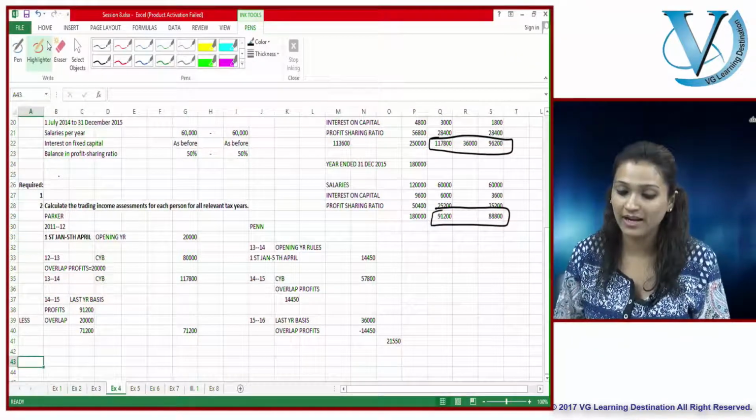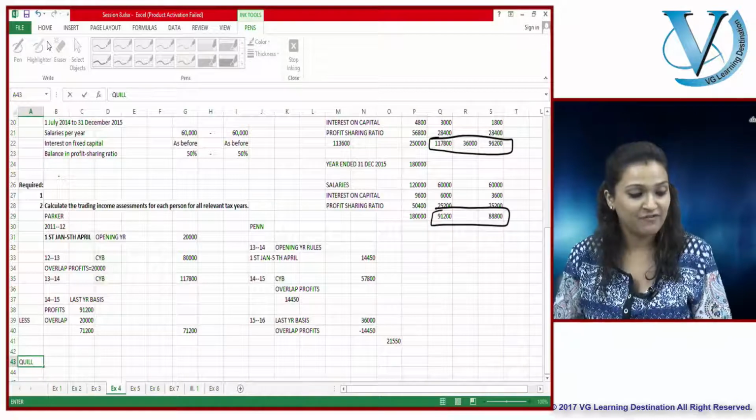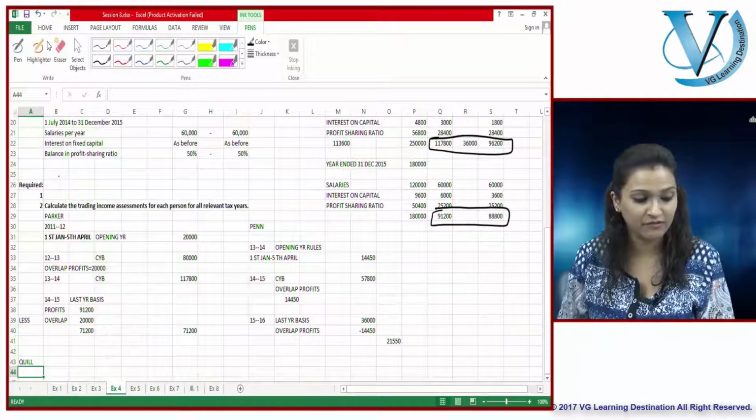Now let's have a look at Quill to start off with. First year starts trading in 13-14.